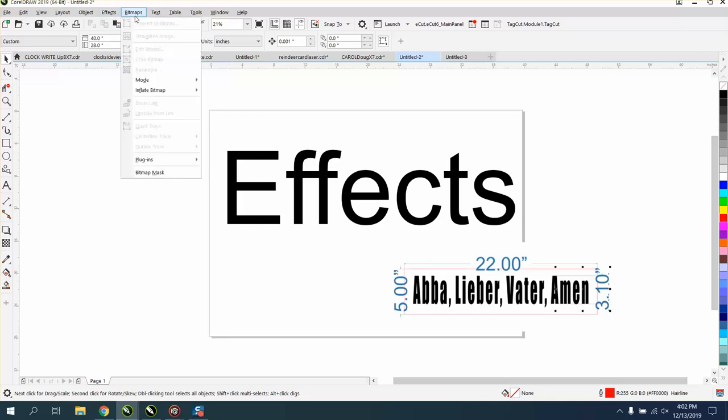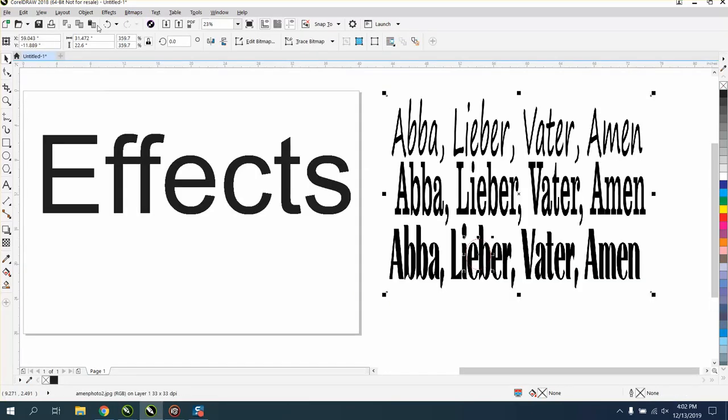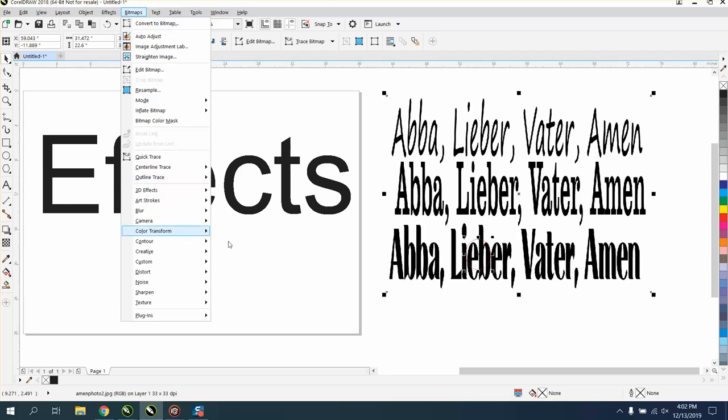Kind of makes sense because in 18 and below, they had them under bitmap. So in 18 and below, they're under bitmap, in these same effects.